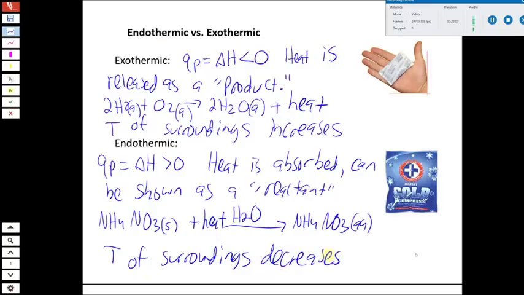And that's because in that situation, the surroundings are donating heat to the chemical reaction, and so it's losing that heat, and temperature will go down as a result of the surroundings. Okay? So any questions on the difference between exothermic and endothermic?